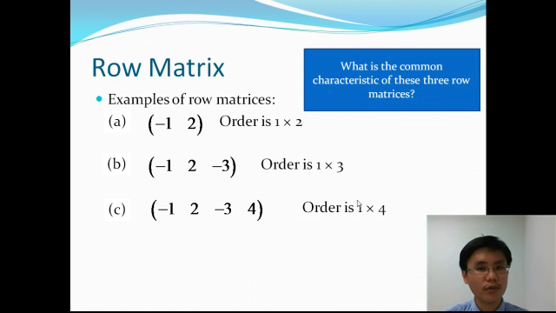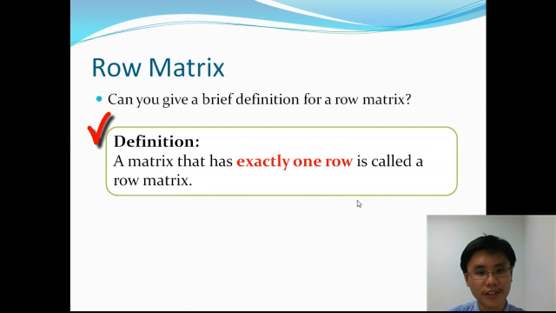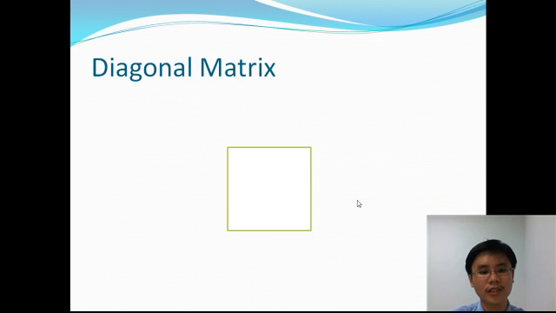What is the common characteristic of these 3 row matrices? Did you notice that each row matrix has number of rows equal to 1? Can you give a brief definition for a row matrix? Well done! A matrix that has exactly 1 row is called a row matrix.